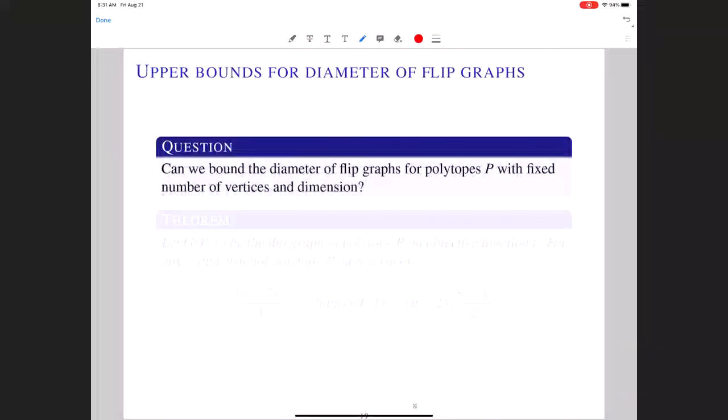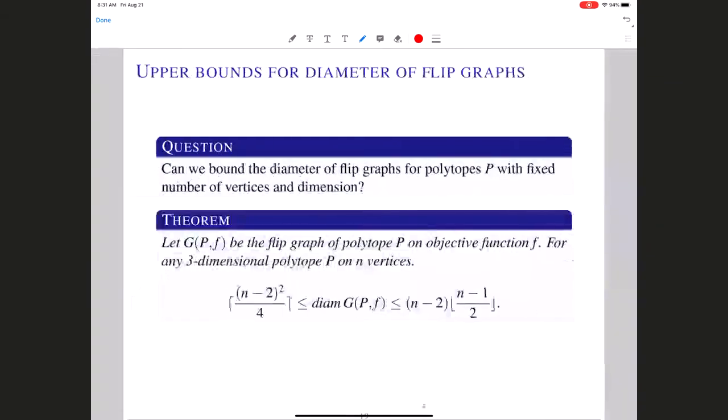Okay, so the first question I want to discuss is exactly the diameter of the flip graph. I want to tell you a theorem that discusses the diameter of this graph. We don't know a full answer, but we have a complete answer for three-dimensional polytopes.